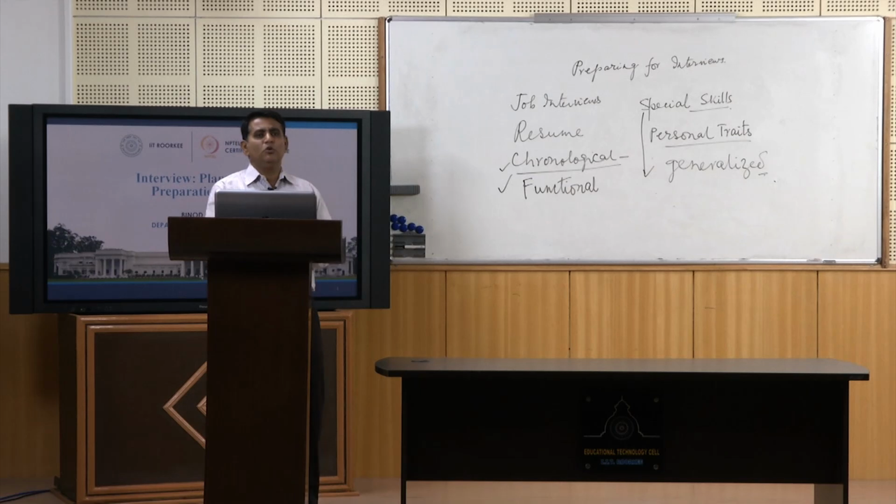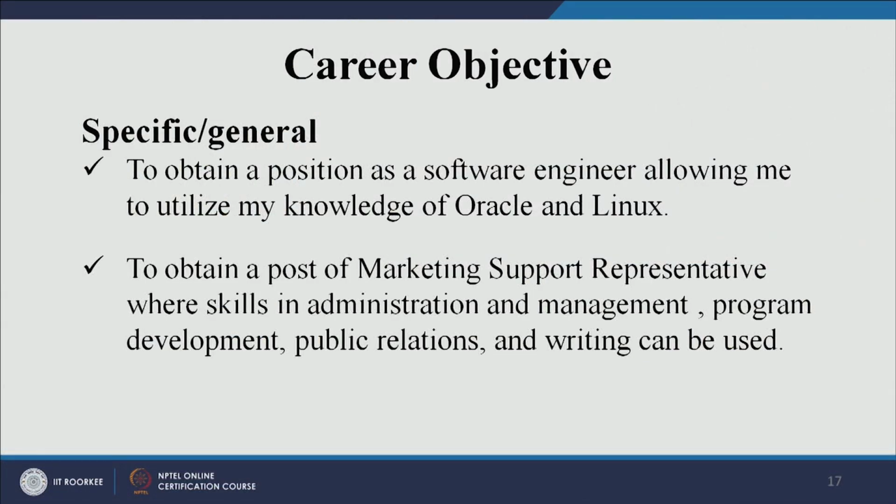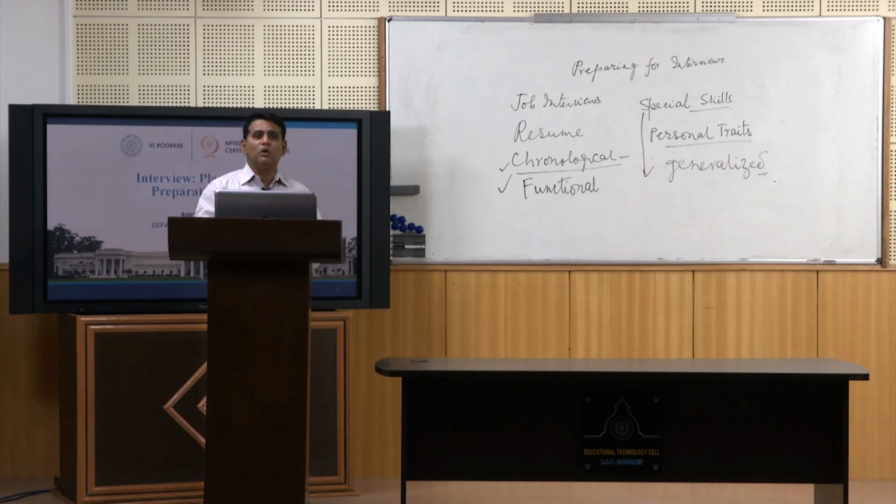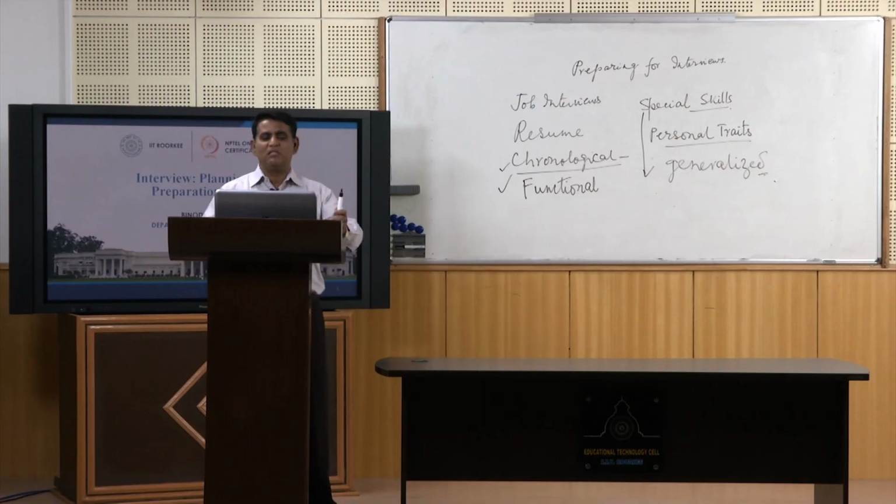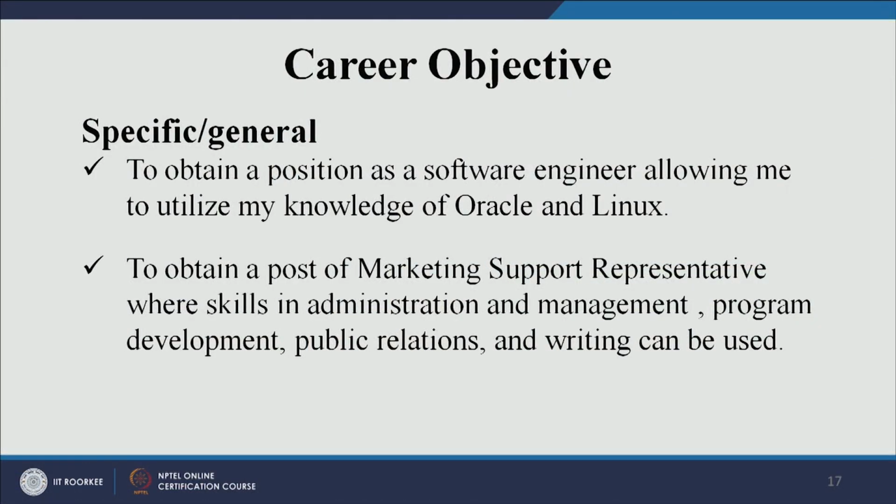So, you can have a look at how you write your career objective: to obtain a position as a software engineer allowing me to utilize my knowledge of Oracle and Linux. Through this the organizations, the recruiters, will come to know something about your special skills. To obtain a post of marketing support representative where skills in administration and management, program development, public relations and writing can be used. Here the job seeker has already given an indication that he is interested in these areas: program development, public relations and writing.